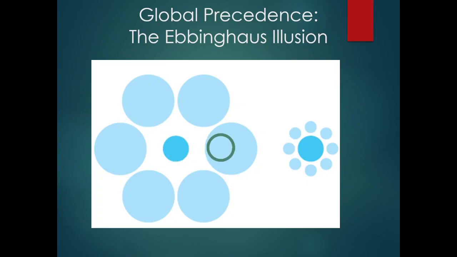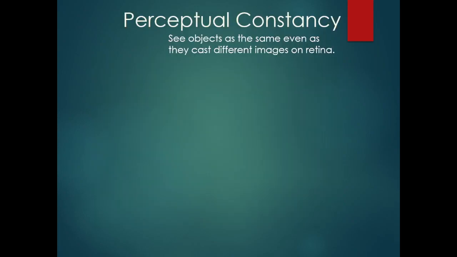We take all of that into consideration, all the context, all of those things, and that helps us to make our judgments. All right, let's go ahead and stop here, and we'll come back in the next video and we'll talk about how our perceptual system maintains constancy.